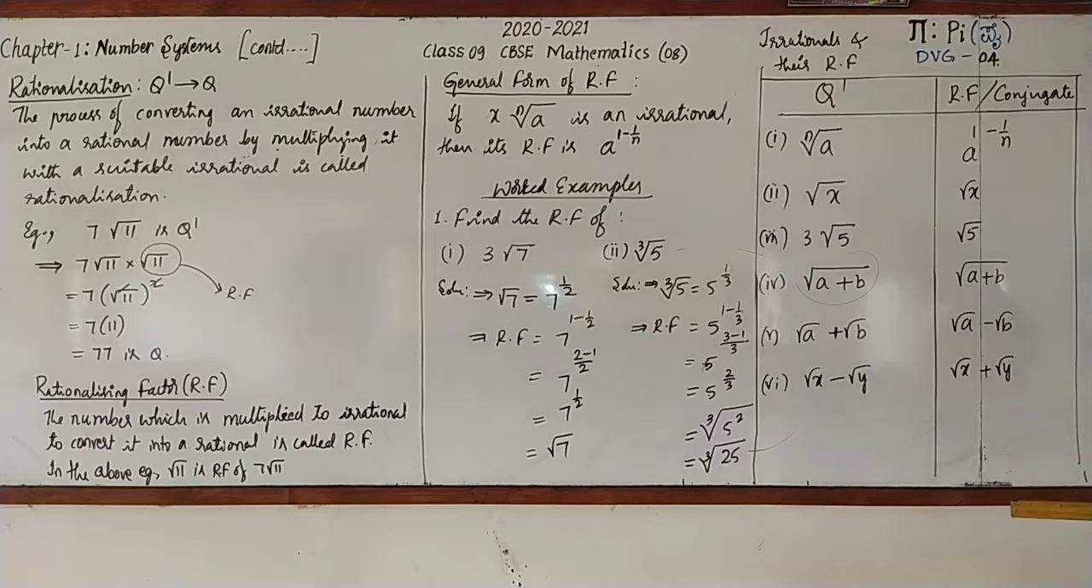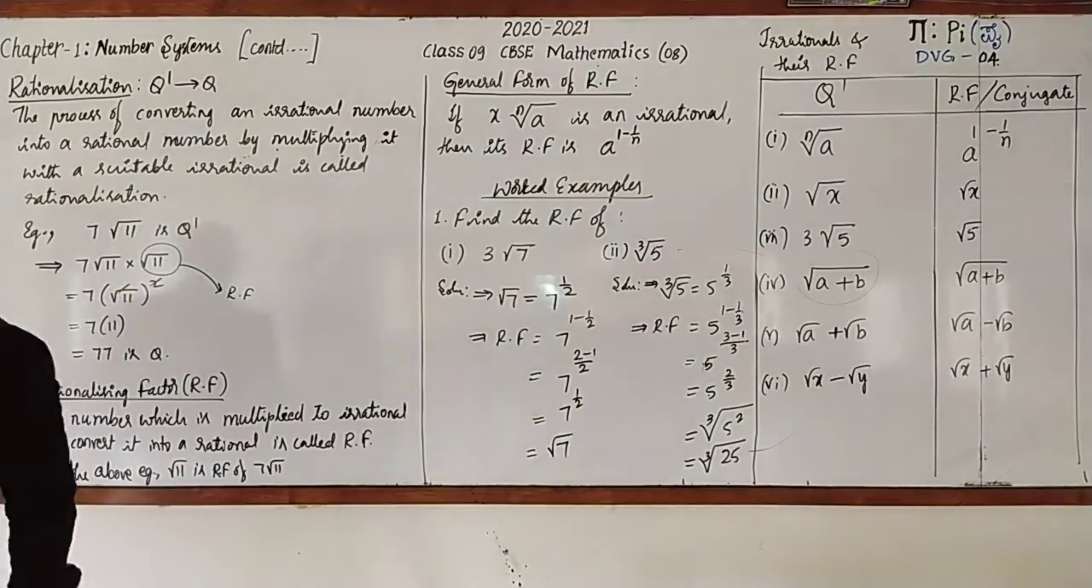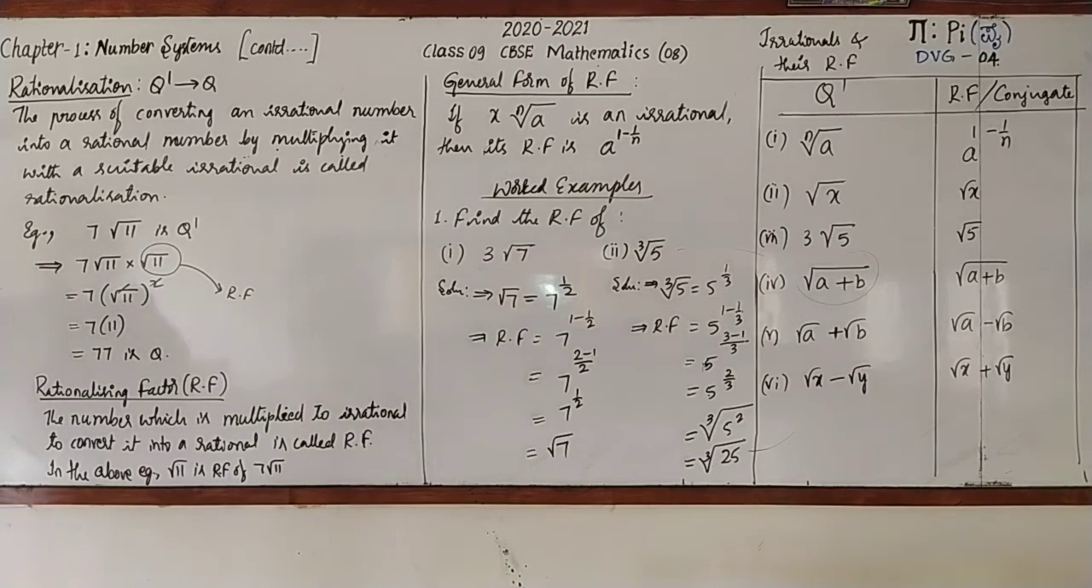Okay, I hope that you have understood this. Now, just go through this one. First, we have written the definition of rationalization, converting irrational into rational. Then we have written the definition of rationalizing factor. Then after that, observe the general form of rationalizing factor.